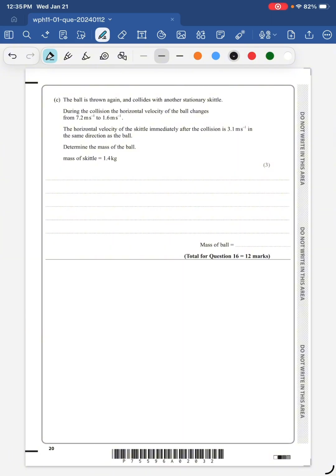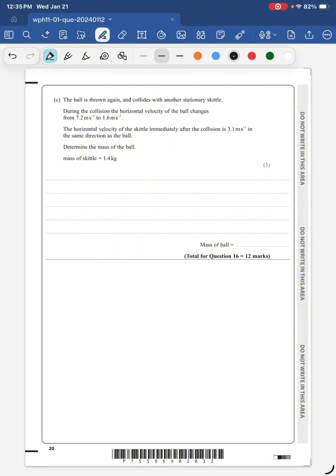Part C. The ball is thrown again and collides with another stationary skittle. During the collision, the horizontal velocity of the ball changes from 7.2 meters per second to 1.6 meters per second. The horizontal velocity of the skittle immediately after the collision is 3.1 meters per second in the same direction as the ball. Determine the mass of the ball. They give you the mass of the skittle.